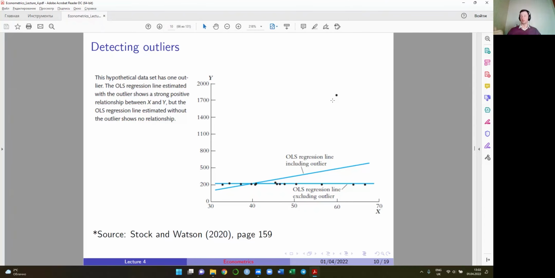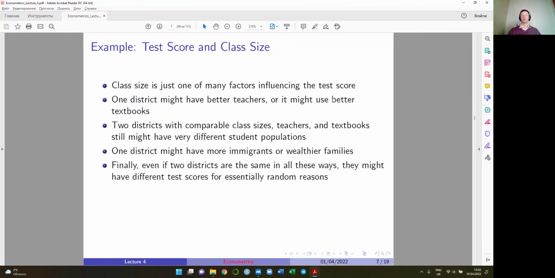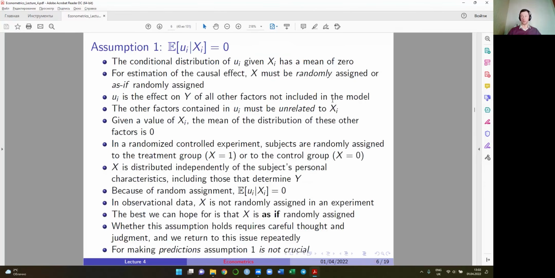So please, if you are going to apply these methods in the future, make sure that all three assumptions are somehow verified, and especially the first one, with the zero conditional mean. As I said, I cannot say how much, but a large part of econometrics is devoted to remedies for the cases when this assumption doesn't hold.